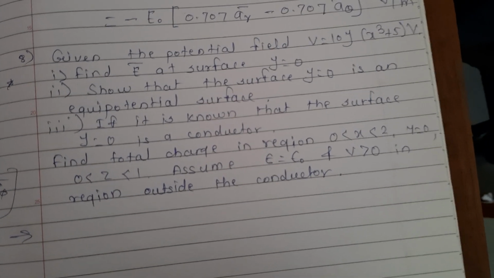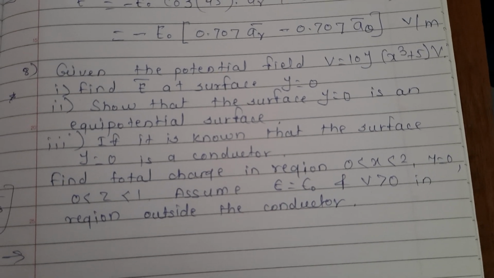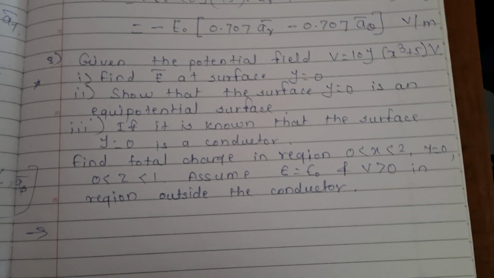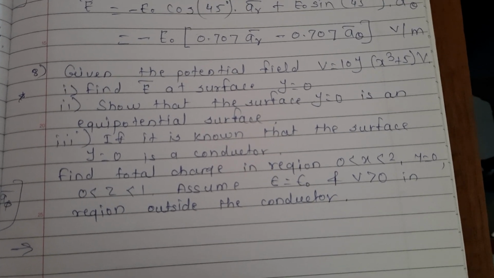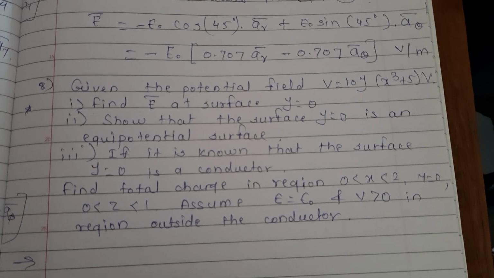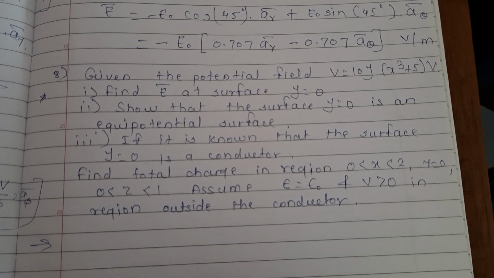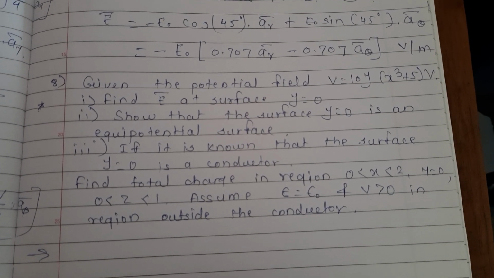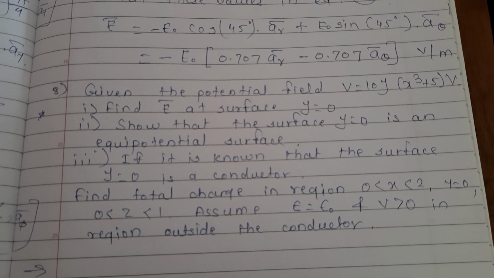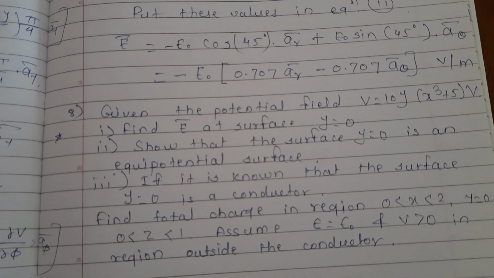Next problem: given the potential field V is equal to 10y x cube plus 5 volt, find E bar at the surface y equal to 0 and show that the surface y equal to 0 is an equipotential surface. Next, if it is known that the surface y equal to 0 is a conductor, then find the total charge in the region having x between 0 to 2, y is 0, z between 0 to 1, and assume epsilon equal to epsilon 0 and V is greater than 0 in the region outside the conductor.